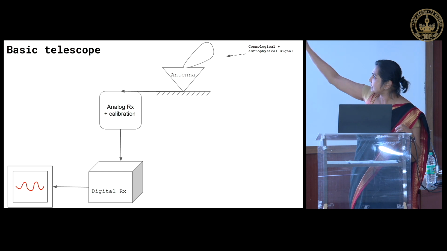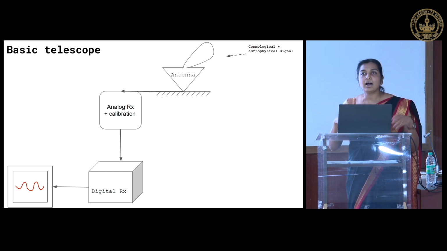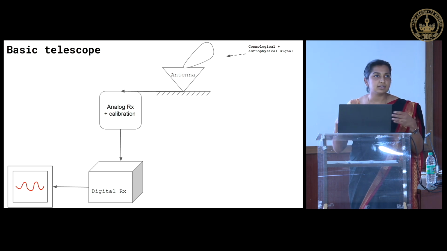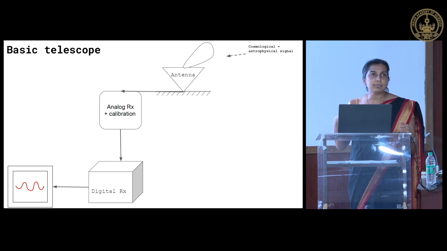So you have an antenna with a beam, it sits on some surface. You have some analog receiver, basically RF electronics, amplifiers, filters, some noise injection, calibration. It goes to a digital receiver, FPGAs, GPUs, etc. That gets collected as data, and you look at and analyze that data.